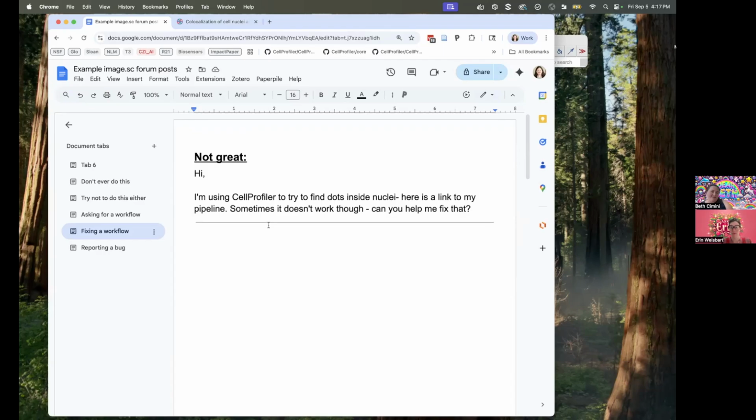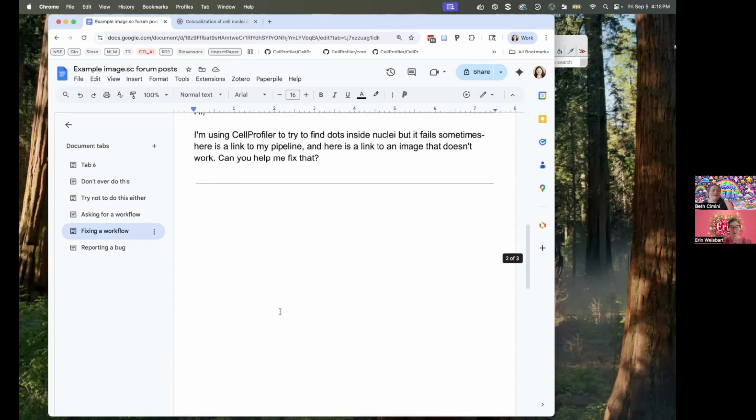Here is an example where the person has said, here's a link to my pipeline, but all they're telling us about what's going wrong is that it doesn't work. It's not really easy for me to know what doesn't work. Is it throwing an error? Is it not finding the right things? What do you mean it doesn't work? I will hopefully be able to ask you follow-up questions, but if I don't need to ask you follow-up questions, I can solve it for you right away.